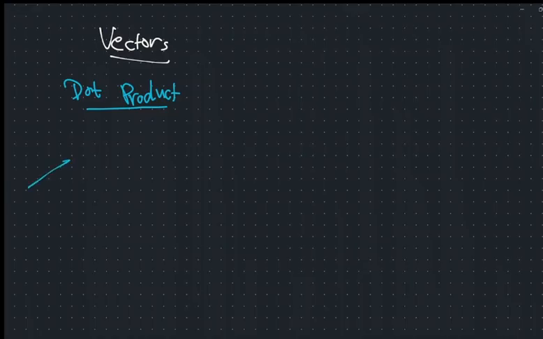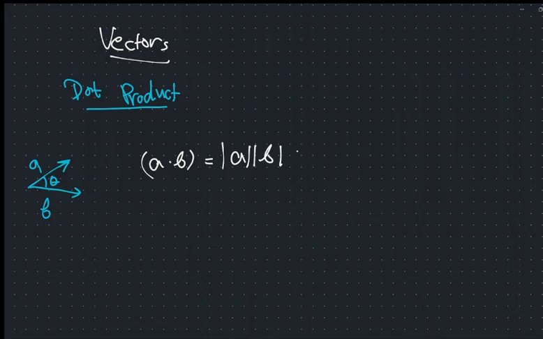If we have, for example, two vectors, a vector A and a vector B, and they have some angle between them, theta, then their dot product, A dot B, is equal to their magnitudes, their moduluses, multiplied by each other, times cosine of the angle theta between them. And this is really an easy equation.